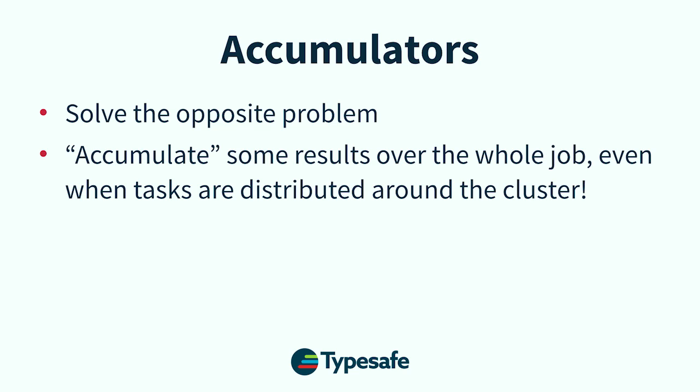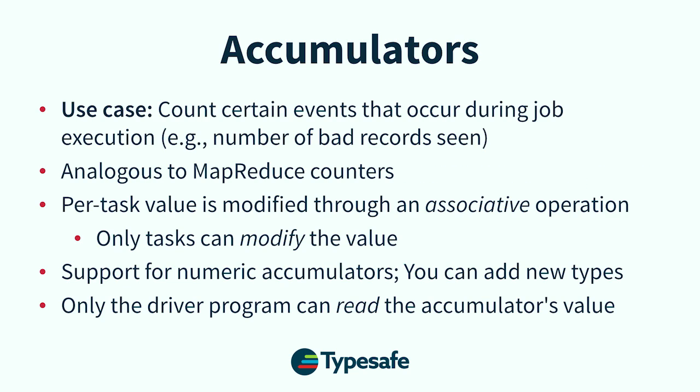Accumulators solve the opposite problem. They accumulate some results over the whole job, even when tasks are distributed around the cluster. Consider, though, that associativity is critical in this case, because you don't have control over how values are accumulated between tasks. By associativity, I mean how you group them.